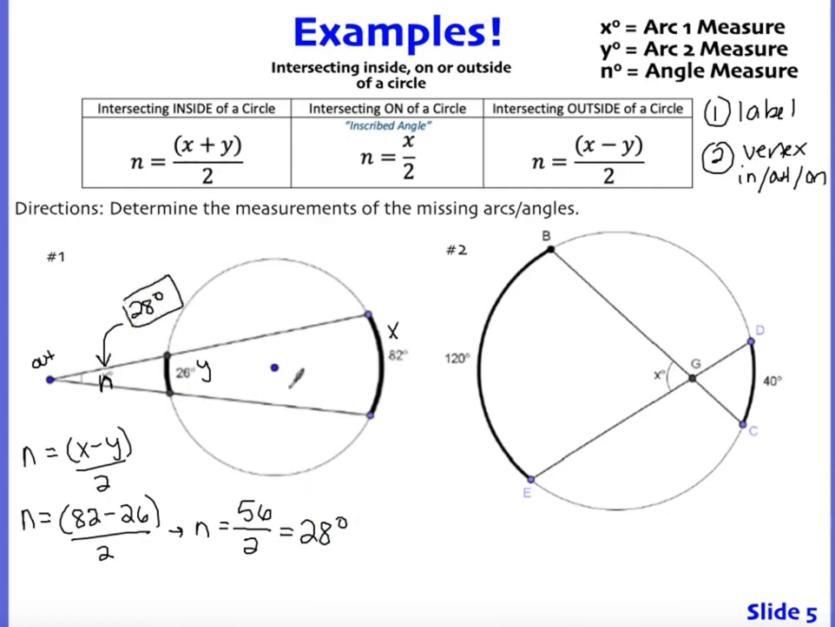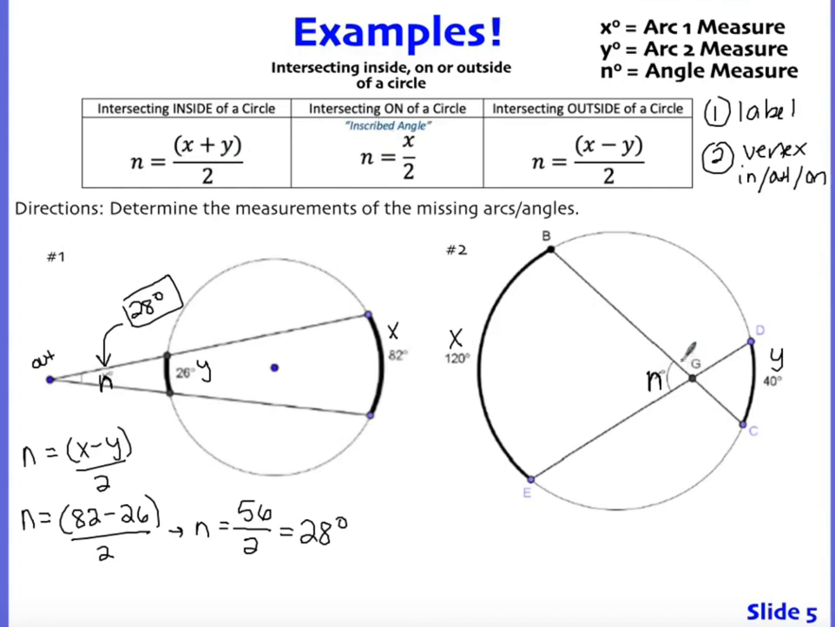Now let's move on to number 2. So number 2, we're going to approach this the same way we did number 1. The first step is to label your arcs and then our angle, and then figure out where our vertex is. So our first arc is on the outside right here. This is the bigger number. Our second arc is over here, our smaller arc. And then I'm going to change this to n. The reason I change it to n is because in the formulas, n is always our angle.